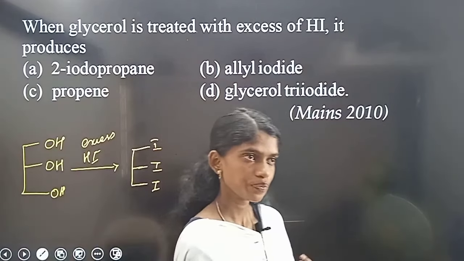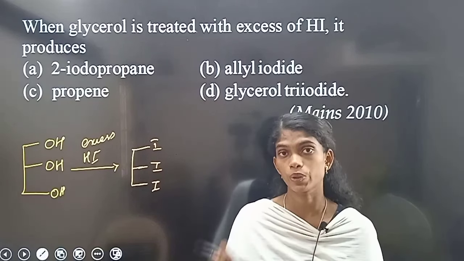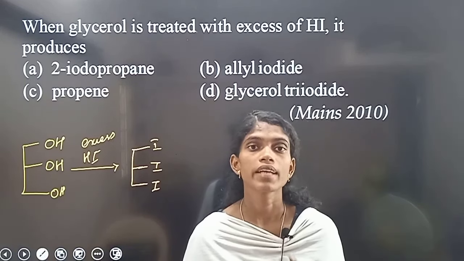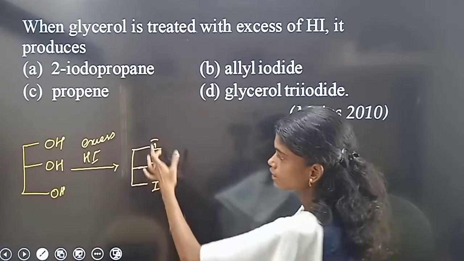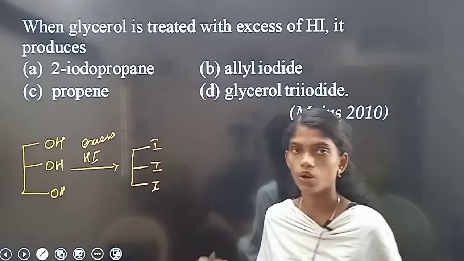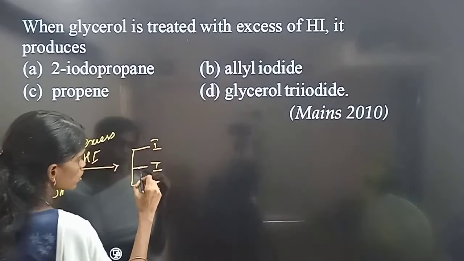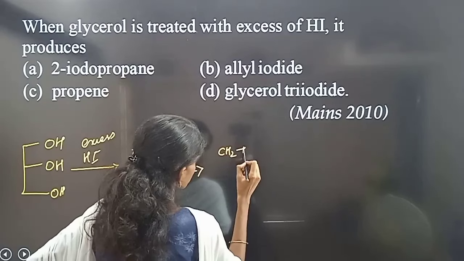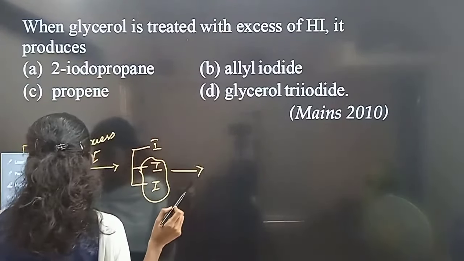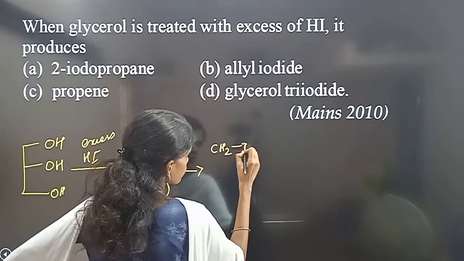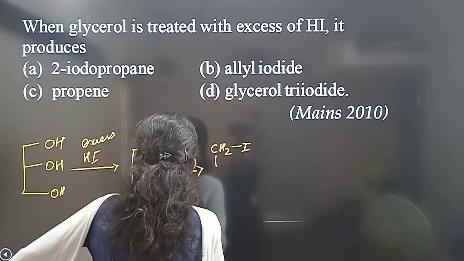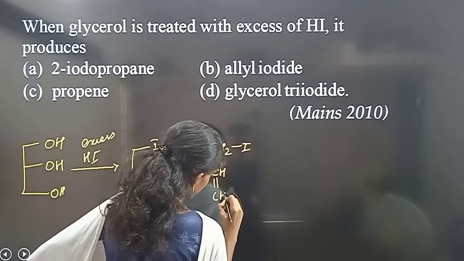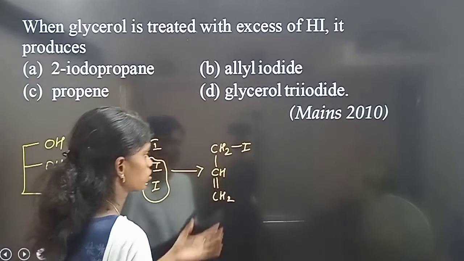In my classes we discussed that vicinal diiodides cannot coexist. In our compound, vicinal diiodides cannot exist. So here there are three iodines on consecutive carbons, so this is not possible. So from that, I2 gets eliminated, and this will be the product.